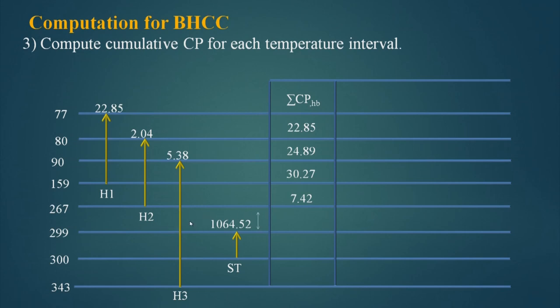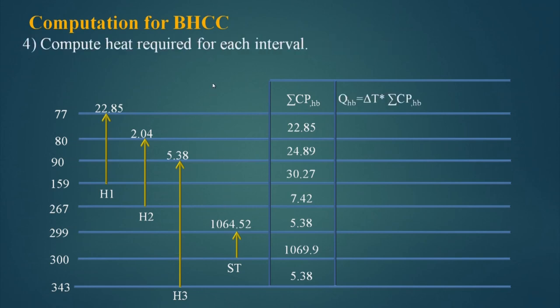So, the Cp value will be 5.38. In this temperature interval, H3 plus the steam is working. So, the Cp value will be a combination of these two figures, which comes out to be 1069.9. In this temperature interval 343 to 300, only one stream is working, H3, and hence its Cp value is 5.38.